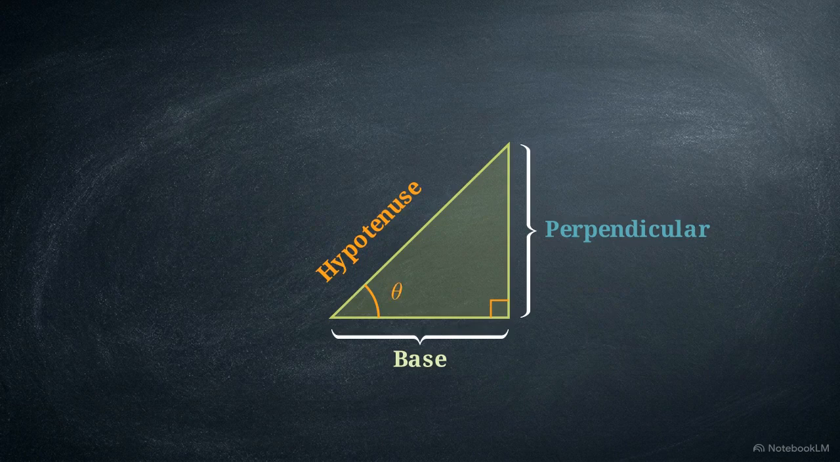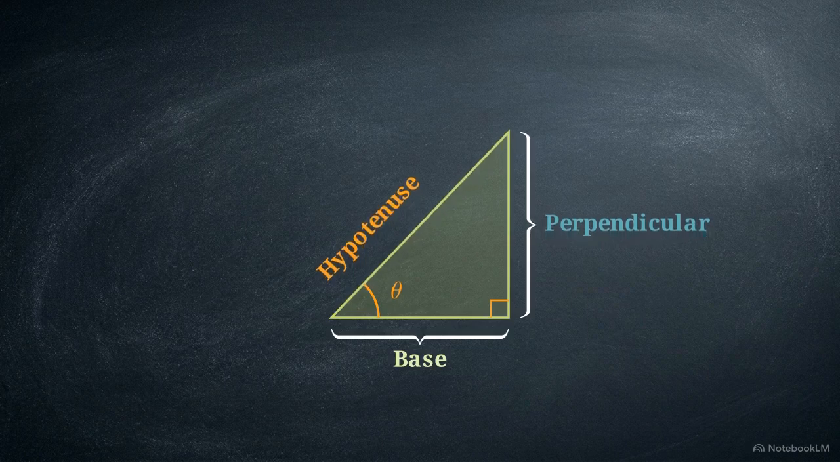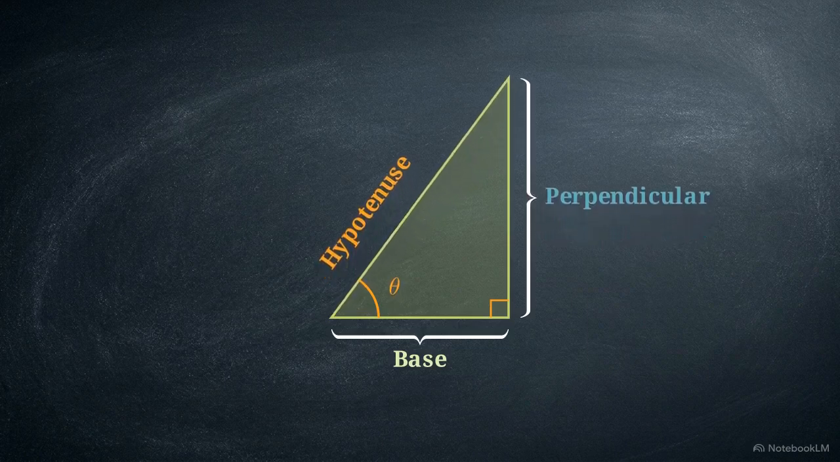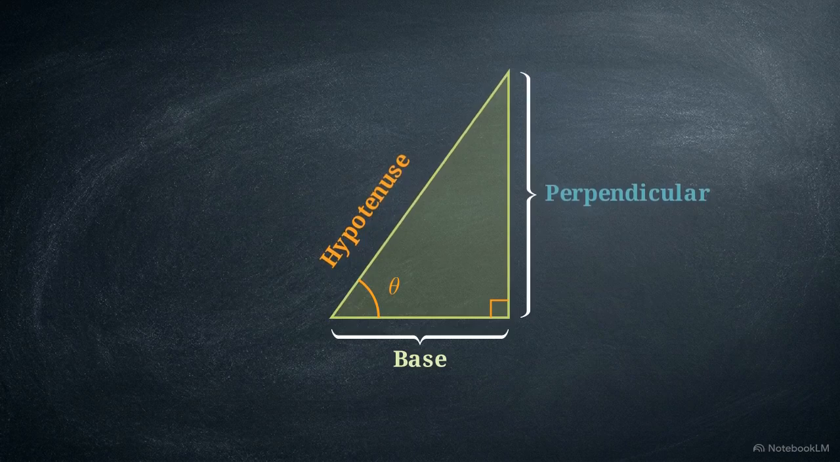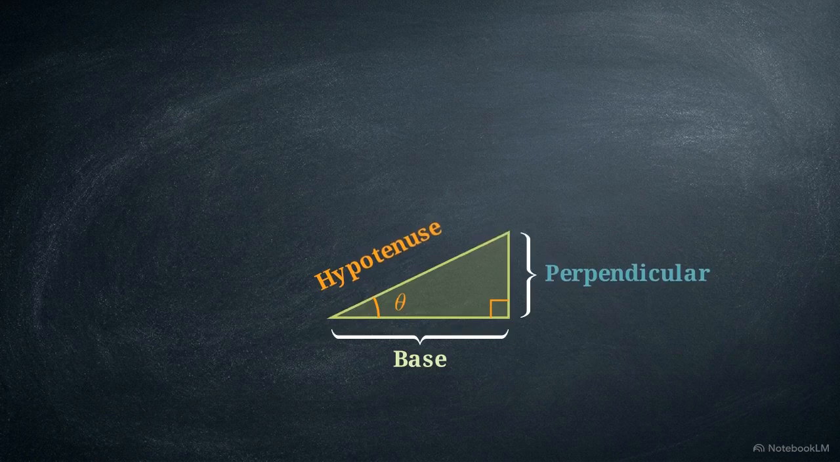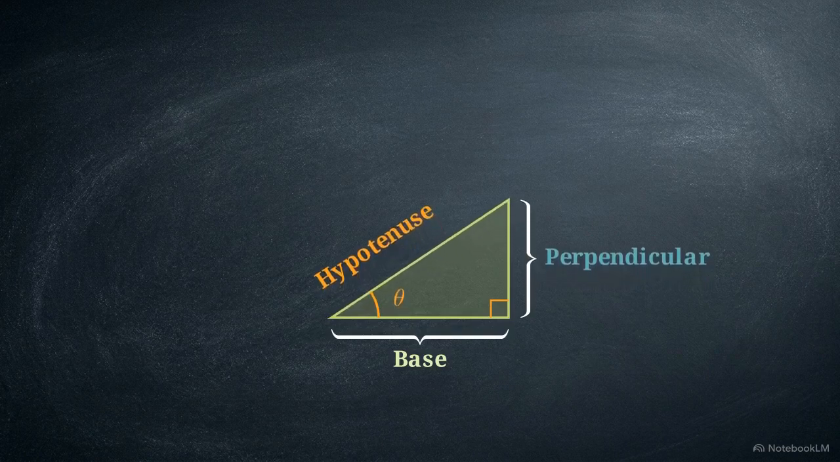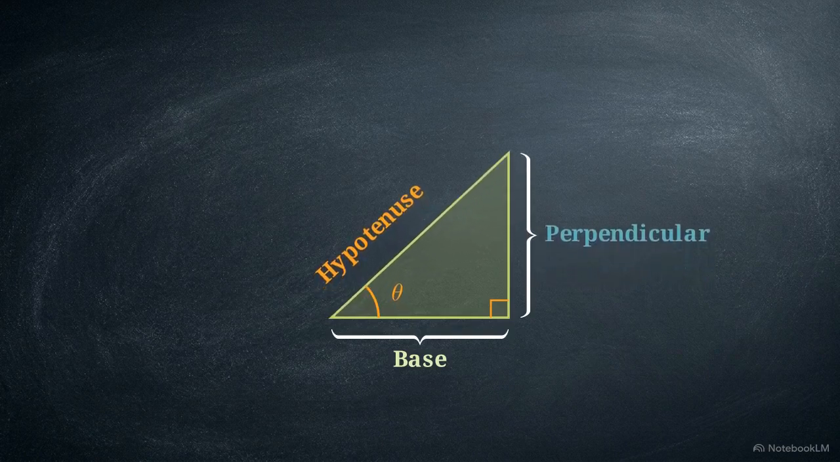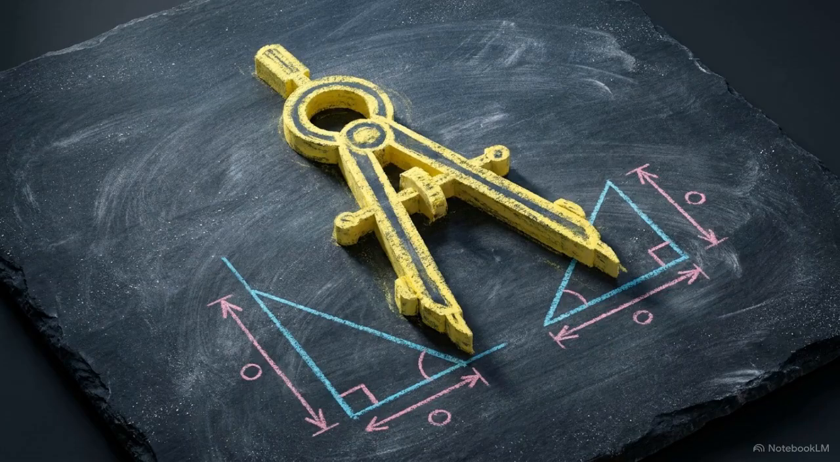Here is the core rule of this shape. If you open or close that hinge, changing the degrees of our theta angle, the lengths of the triangle's sides are forced to stretch or shrink in response. They are physically locked together. Trigonometry provides the mathematical framework for this predictable relationship between a triangle's tilt and its edges.